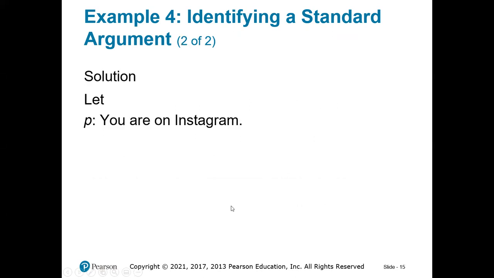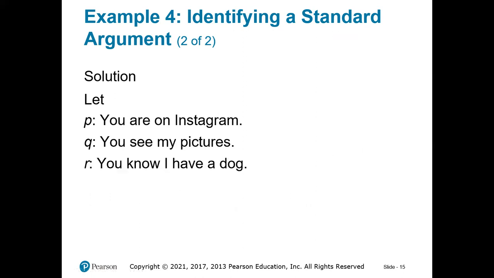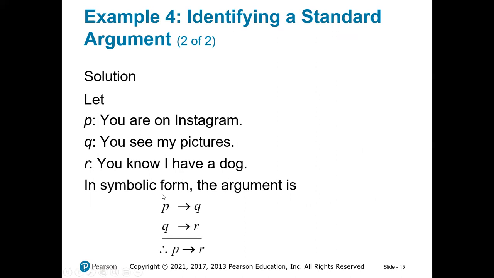So let's translate this into symbols. P will say you are on Instagram, Q to say you see my pictures, and the dog thing is R, you know I have a dog. So if you symbolically represent things, you are going to have this. P implies Q. If you are on Instagram, then you see my pictures. Q implies R. If you see my pictures, then you know that I have a dog. Therefore, if you are on Instagram, then you know that I have a dog.